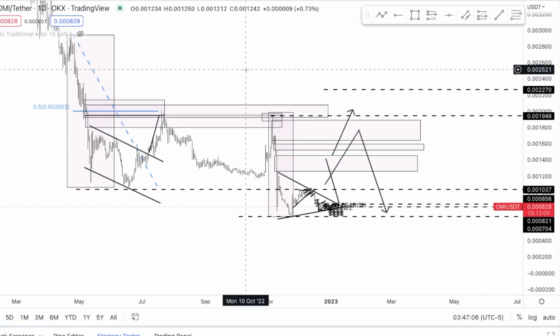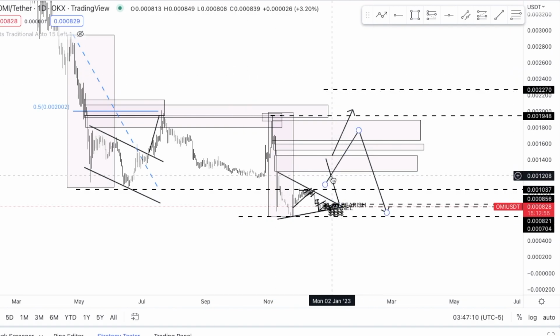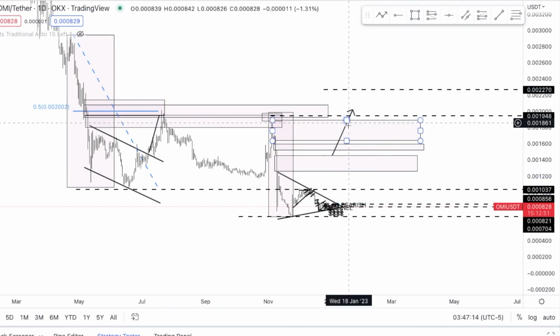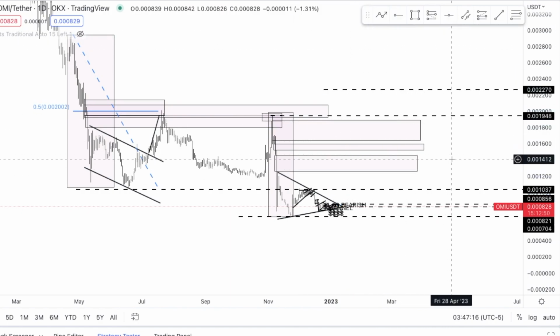So now we're deciding what to do. We're still in that indecision phase because we're in that symmetrical triangle. We don't have that clear break yet. Once we have that break and we determine where the nature of the trend is going, this is going to be another huge move where you can really, really massively pile up your OMI tokens.